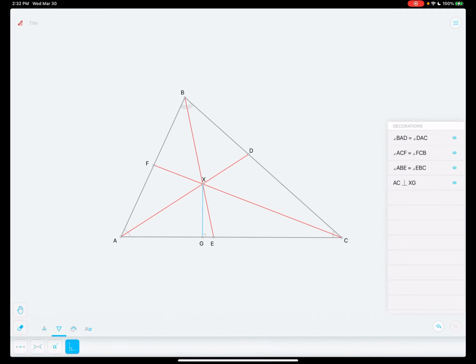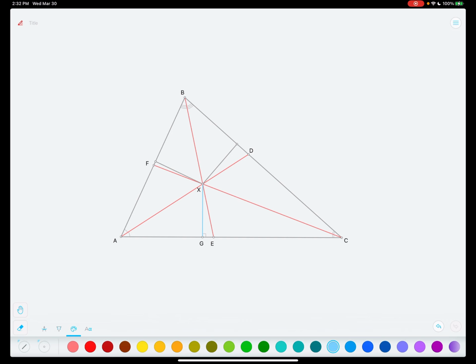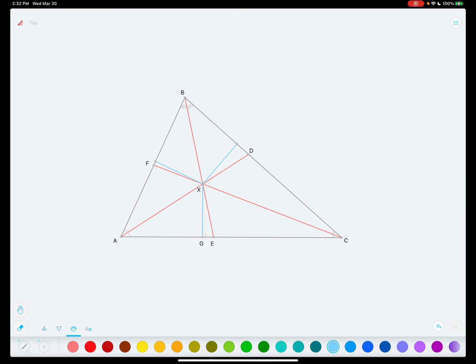And if we just do that two more times, I'm erecting a perpendicular that is between BC and X, and I'm erecting a perpendicular between AB and X. So here, all of my blue lines are going to be the same distance. So that's going to be the magic of the incenter. The incenter is a point that is equidistant to all of the sides of a triangle.